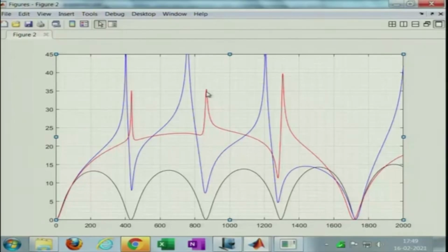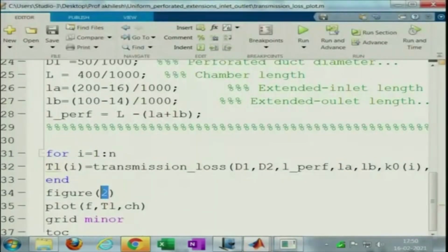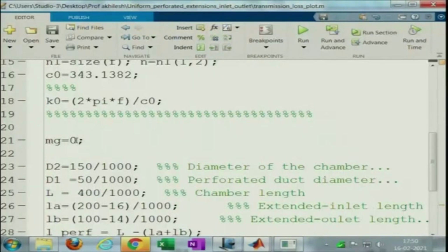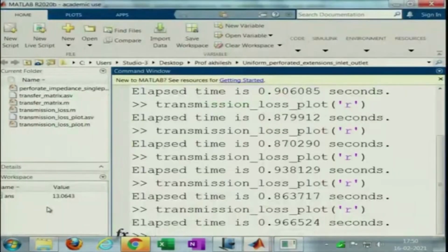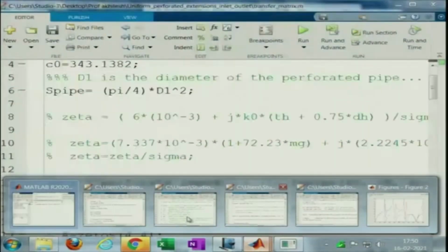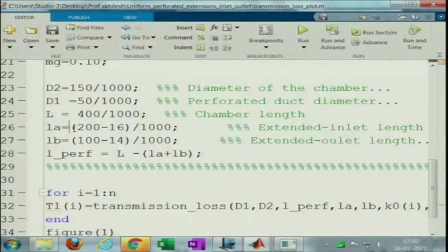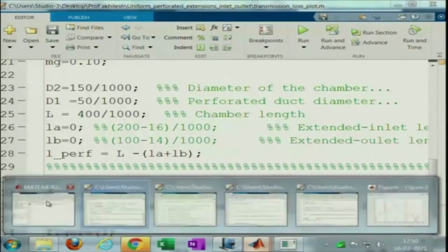Now, we will keep these results aside, and let me make a simple change in the code. Let me use figure 1 and put a significant value of the mean flow, 0.1 say. It is hard to start tuning the performance when you have flow, but we will try to do something. To begin with, I will put 0 here and 0 here and see what happens.